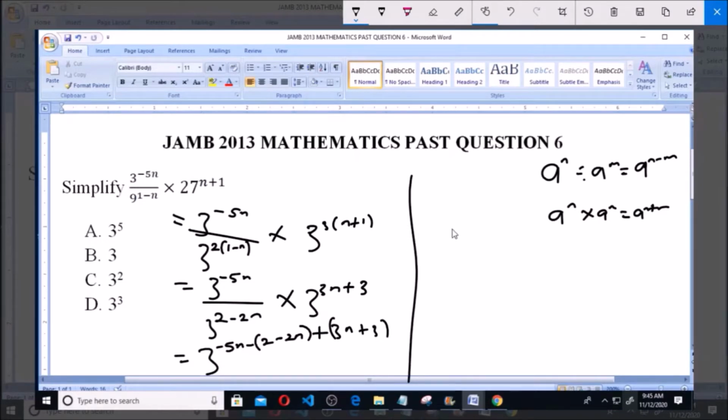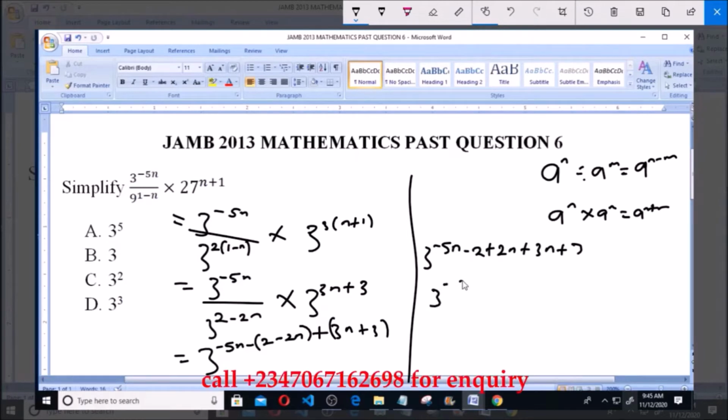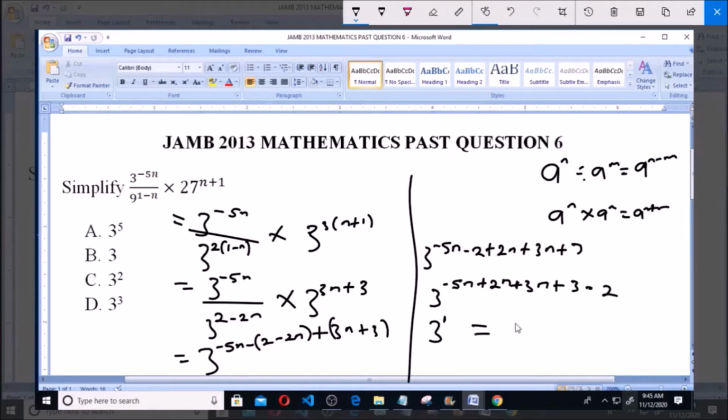Now from this we'll be having 3 raised to the power of minus 5n minus 2 plus 2n plus 3n plus 3. Now this is equal to 3 raised to the power of minus 5n plus 2n plus 3n plus 3 minus 2. Now plus 2n plus 3n will give us plus 5n. Plus 5n minus 5n will give us 0. Now 3 minus 2 is equal to 1. So this will give us 3 raised to the power of 1, which is equal to 3, and that is option B. So the answer to this question is 3.